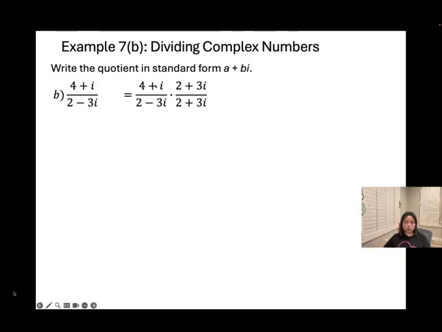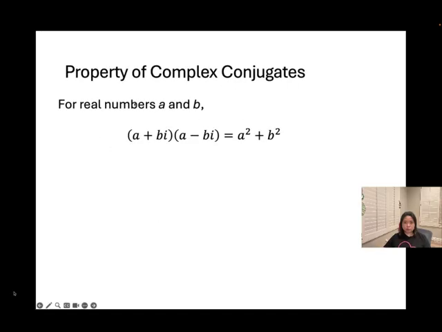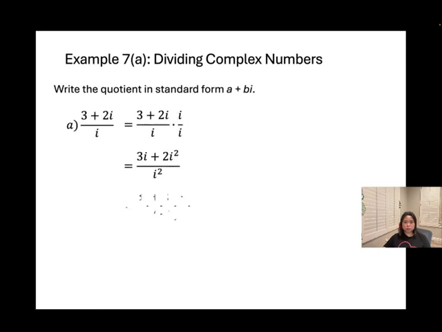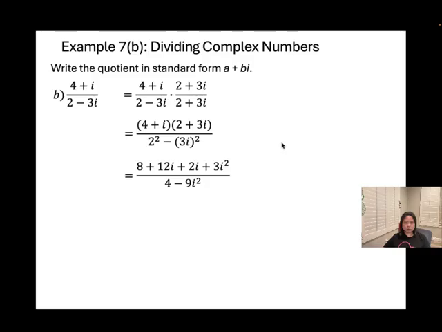So on the top, you could use the FOIL method, distribute one by one. And then on the bottom, you could apply this formula, right? a plus bi times a minus bi is equal to a squared plus b squared. That's no more i squared. Simplify it, you're going to get 13.